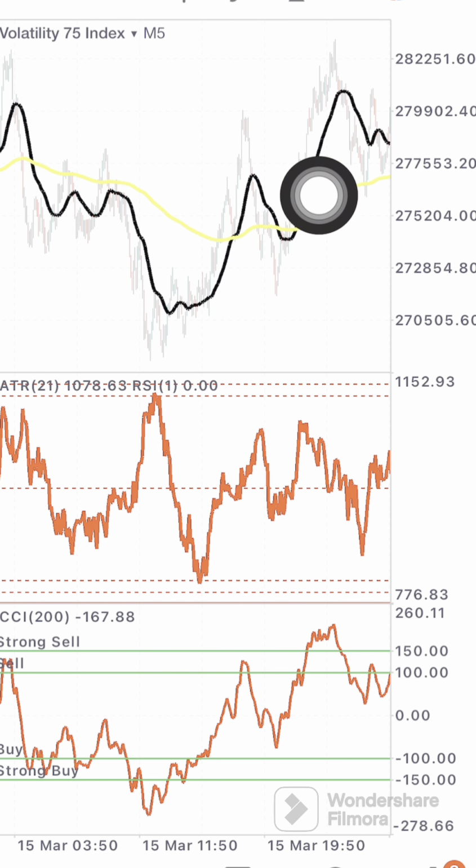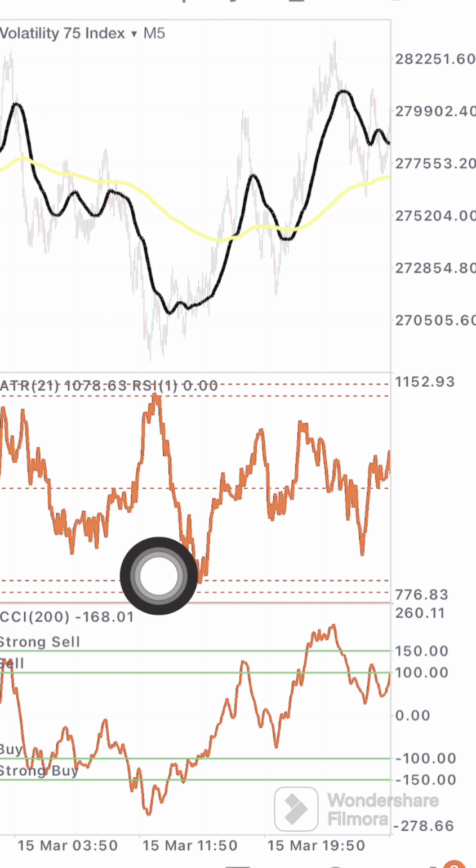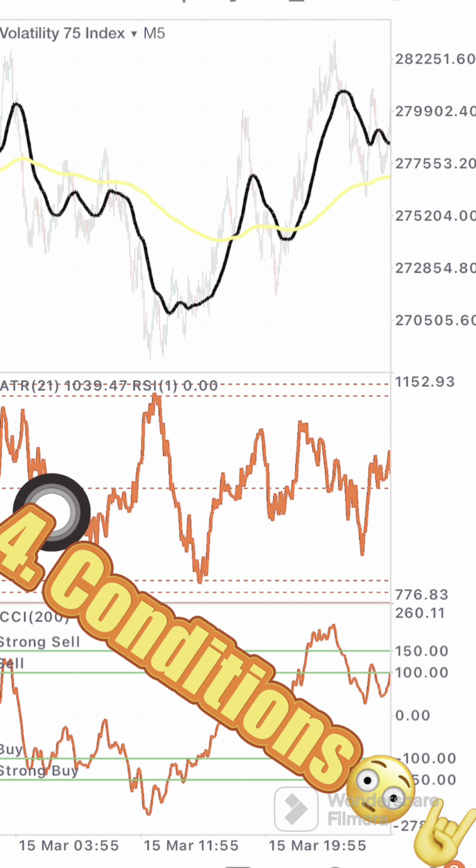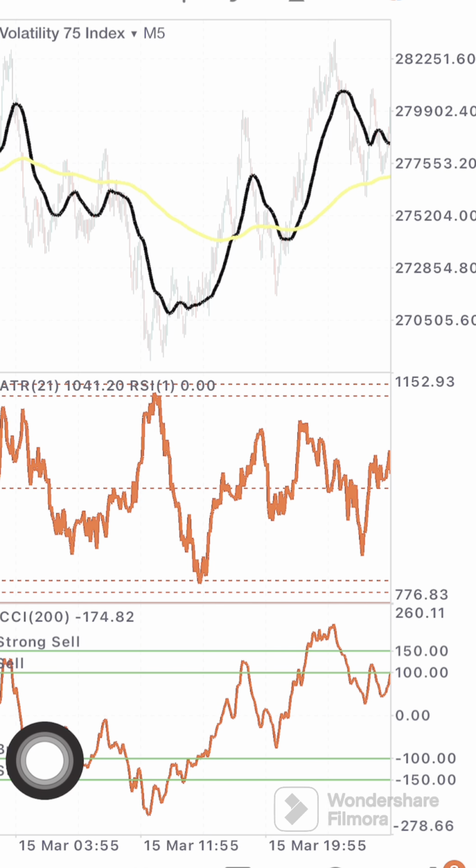You see there was a crossover at this level, and look at this ATR indicator. It is at low volatility here, but the market has turned upward and is starting to go up as if it's going to high volatility. And also the CCI indicator, between this buy and this strong buy, at this level is trying to turn and start heading upward to show you that the market is changing direction and is looking for a new trend.